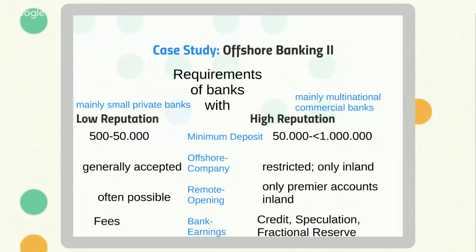You can rank them according to some criteria, for example, minimum deposit. It's quite easy in a low reputation bank to open an account. You may need between $500 and $50,000 to get started. Whereas in high reputation banks, you might need a lot more. You might need $50,000, but some banks won't even take you if you don't provide $1 million or even $2 million.